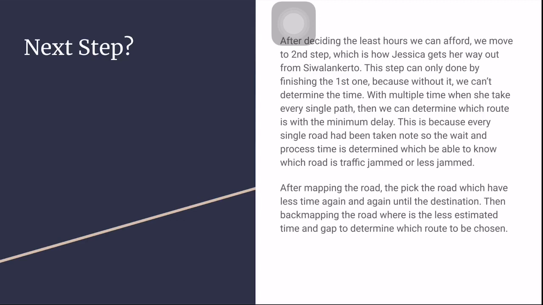Next step, after deciding the least hours we can afford, we move to the second step, which is how I get my way out from Siwalan-Kerto. This step can only be done by finishing the first one, because without it, we cannot determine the time. With multiple times, when she takes every single path, then we can determine which road has the minimum delay.